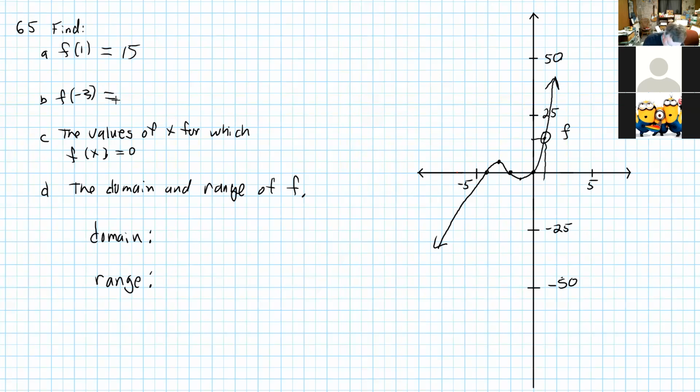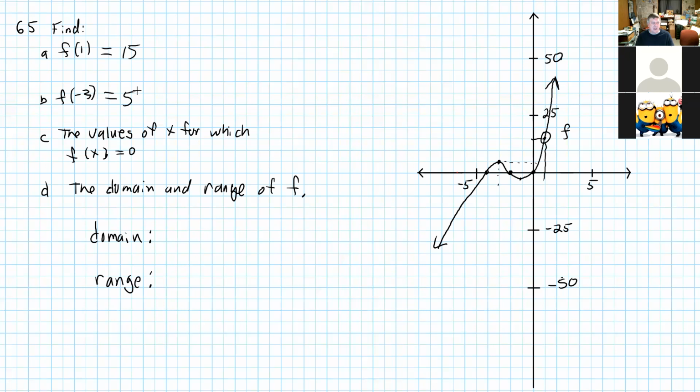How about f of negative 3? Careful again. That's the y value. 5? Excellent.